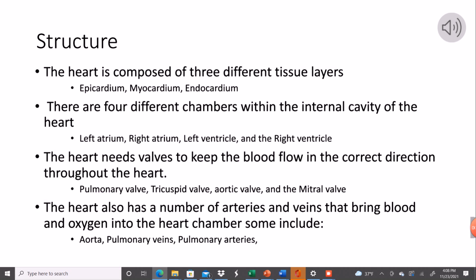The heart also consists of valves. Every pump needs a set of valves to make sure that the blood is flowing in and out of the heart in the correct direction. The major valves consist of the pulmonary valve, the tricuspid valve, the aortic valve, and the mitral valve. This is the general structure of the cardiovascular system.